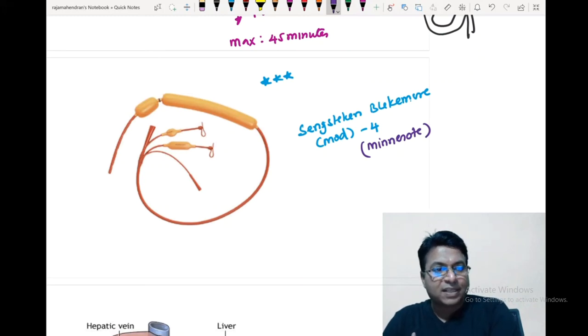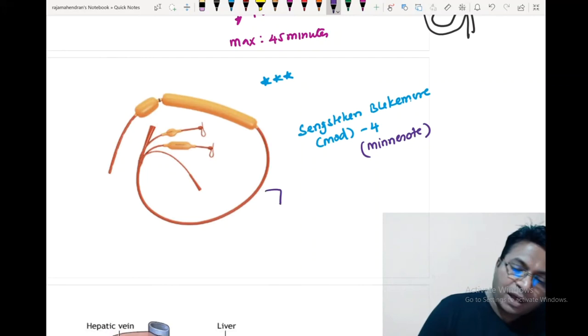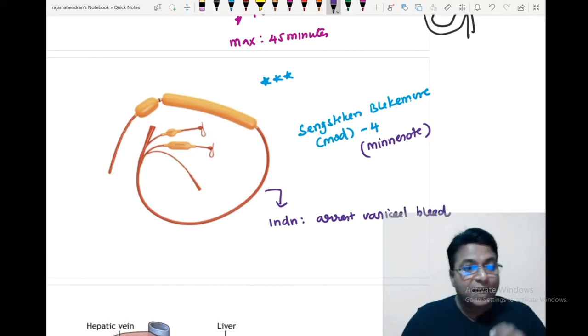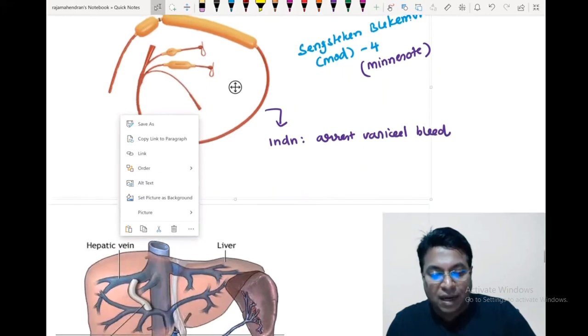Yes, it's at the foramen of Winslow. That's correct. It is a Pringle maneuver. The indication of this tube is to arrest the variceal bleed. Please don't forget, it is used to arrest the variceal bleed with the help of this tube.